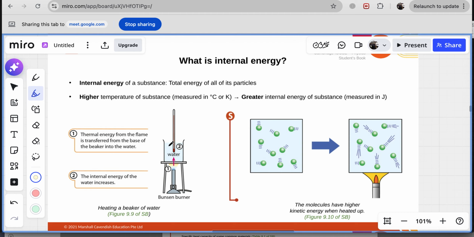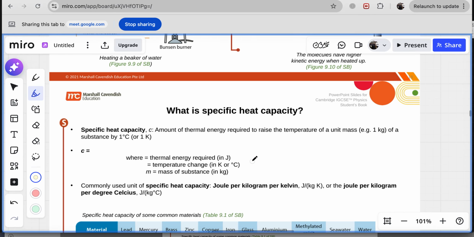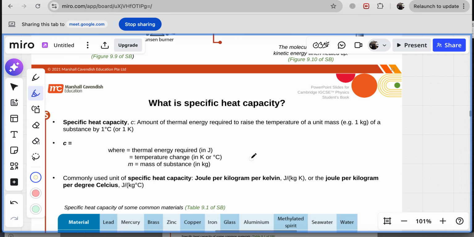Okay. Now the internal energy of the water increases. Why? Because you're passing the thermal energy of the flame to the water. So the internal energy of the water increases. Whenever you heat water, the internal energy of the water increases because each of the particles gains kinetic energy, and therefore it increases. Now let's go to what is specific heat capacity.